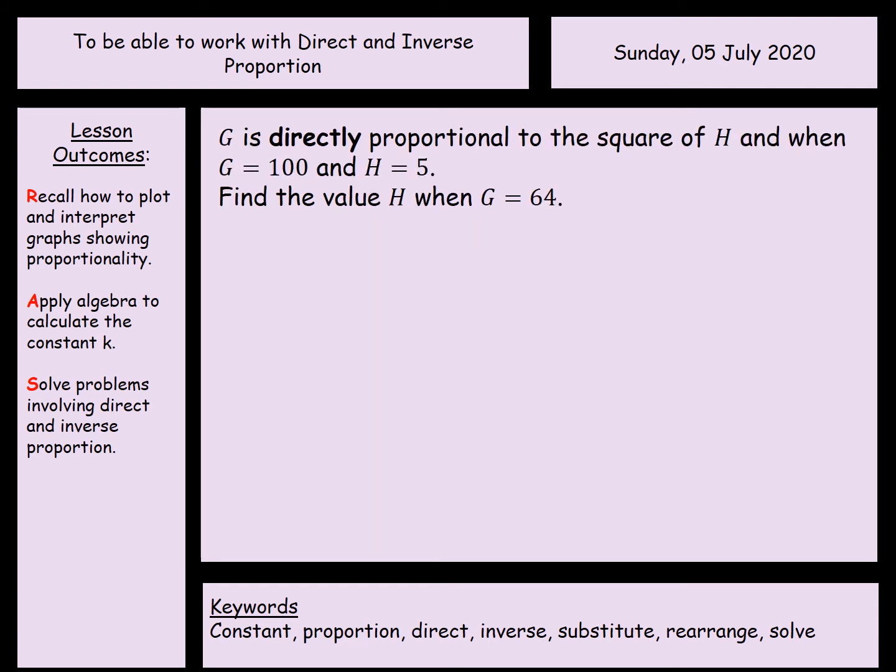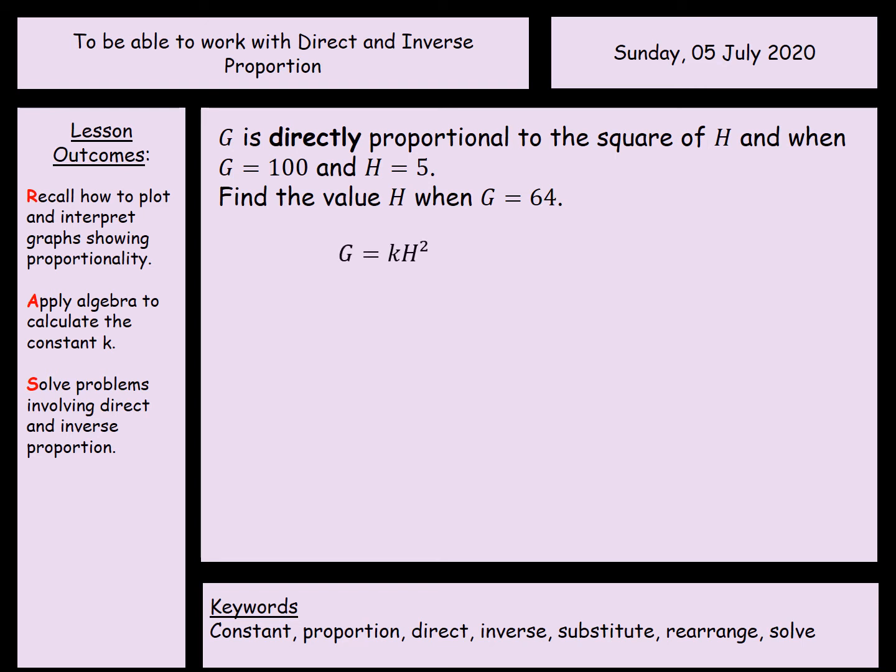Let's have one more go. So g is directly proportional to the square of h. And when g is 100, h is 5. Find h when g is 64. So we're not going to do anything with this bit just yet. We're going to turn our sentence into some algebra.